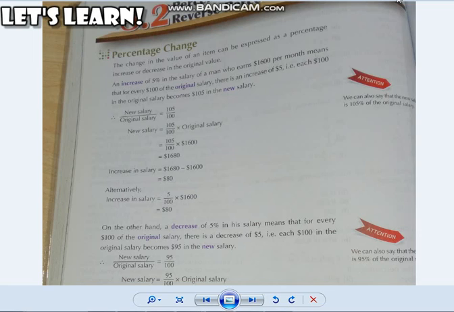If you look at this question, the change in the value of an item can be expressed as a percentage increase or a decrease in the original value.